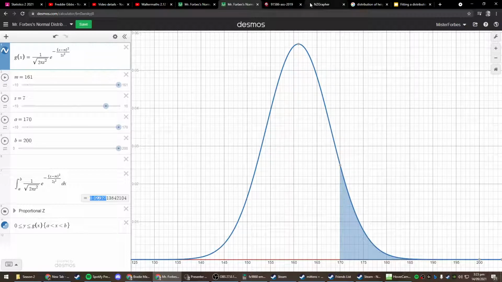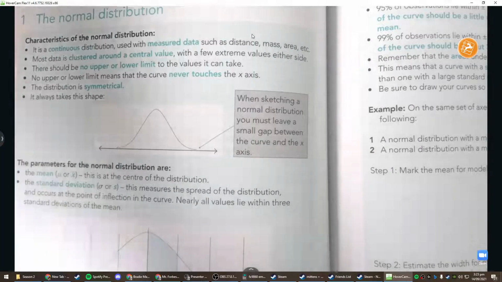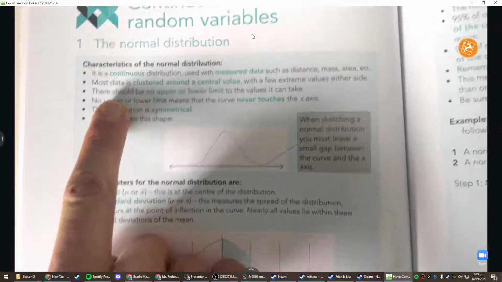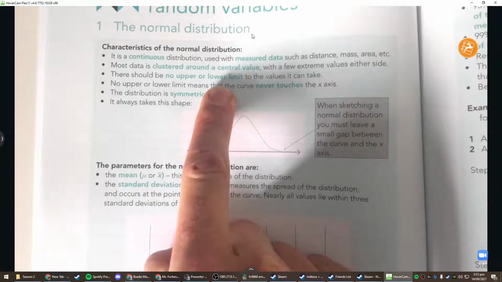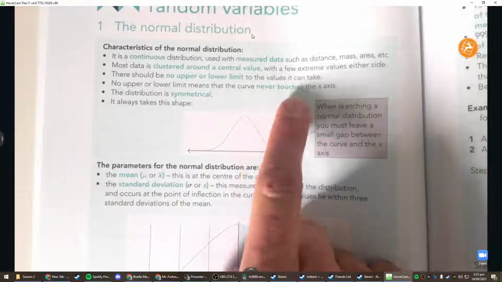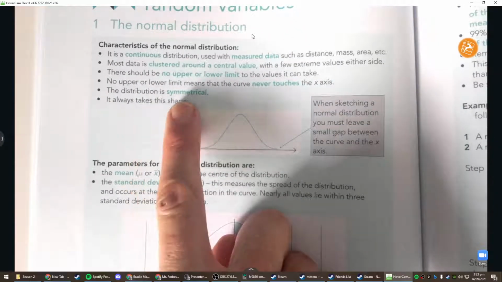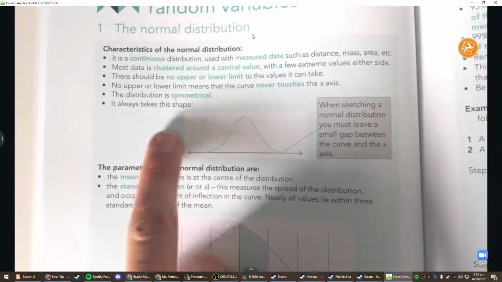What else did I want to cover? I think that's about it. Let's have a look at the book and we'll just see what sort of stuff I was missing. So we've talked about that it's continuous. We've talked about that it's mostly around the mean. It has no upper and no lower limit. It's asymptotic. It never touches the x-axis. We sort of talked about that. That it's symmetrical. It always takes this shape.